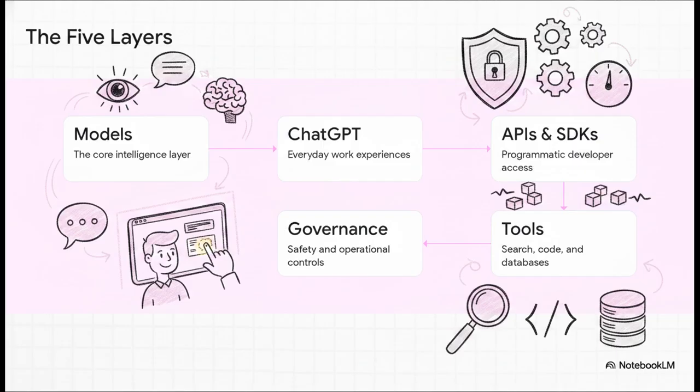Then, Layer 3 introduces developer APIs and SDKs. You absolutely need these if you're building custom applications from scratch. Layer 4 brings in connected tools. This is a huge one because it adds capabilities like web search or code execution, turning the model from a static brain into an active participant. And finally, capping the whole thing off is Layer 5, safety and governance, handling all those non-negotiable operational controls.